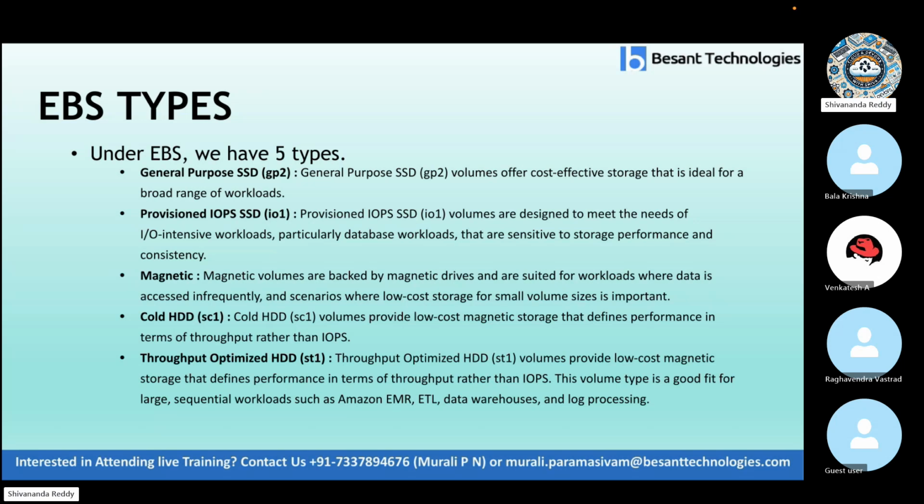Next one, Cold HDD. Cold HDD volumes provide low-cost magnetic storage that defines performance in terms of throughput rather than IOPS. Throughput optimized HDD, ST1, volumes provide low cost magnetic storage that defines performance in terms of throughput rather than IOPS. This volume type is a good fit for large sequential workloads such as Amazon EMR, ETL, data warehouses, and log processing. Like that, it can be used for multiple purposes.